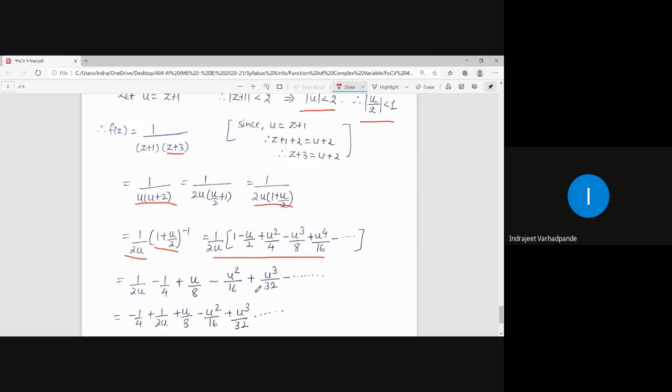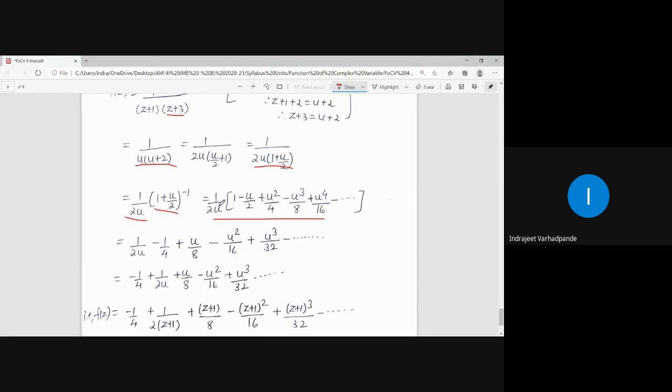Okay. Open the bracket, 1 upon 2u into this bracket, 1 by 2u into 1 is 1 by 2u, minus u cancel, 1 by 4 plus u एक reduce हो जाएगा, 4 2 जा 8, u by 8 minus 2 8 जा 16 in the denominator, u cube upon u will become u square. So appropriately this is written.